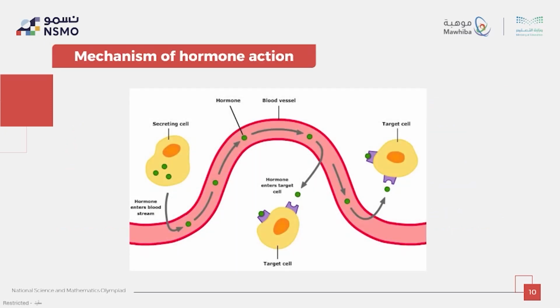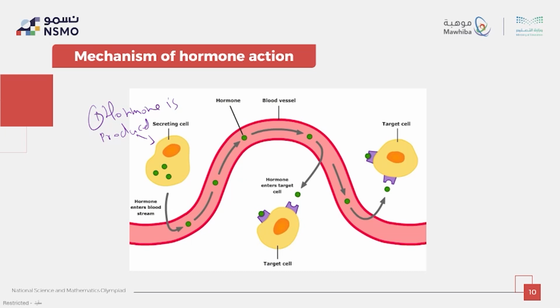Look at the figure. The hormone's secreted substance travels through the bloodstream until it reaches the target cells, which contain specific receptors for it. Let's talk in detail about that mechanism. The first step is the hormone is produced by the gland-secreting cell.